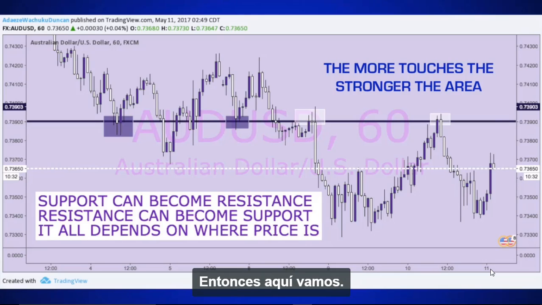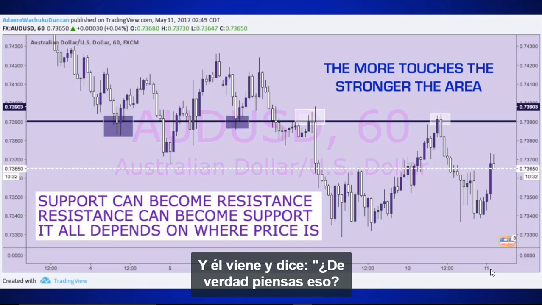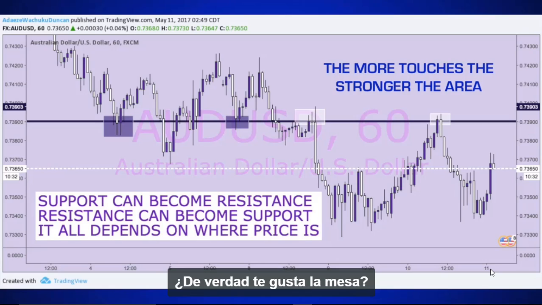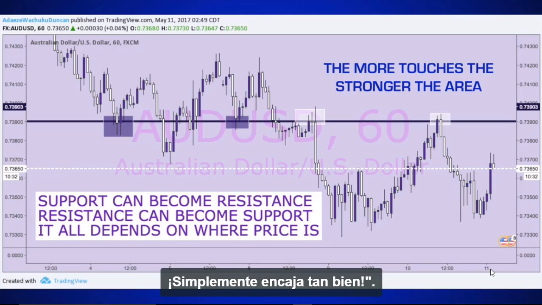So here we go. A friend comes over and they said, oh my gosh, I love the table. It's amazing. Oh, I just love it. He's like, you really think so? You really like that table? I don't really know. Here we go. Another friend comes over another day. Oh my gosh, this table that you got is so perfect. It just fits the area well. And he still looks at the table. Yeah, I mean, it's okay, I guess. I don't know. I really don't know about it.